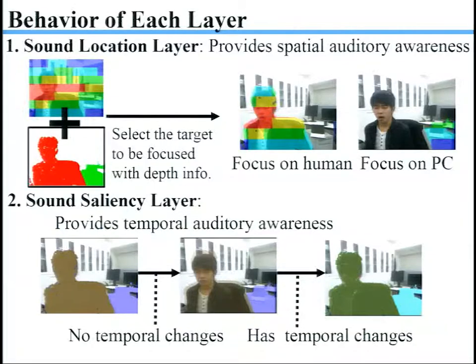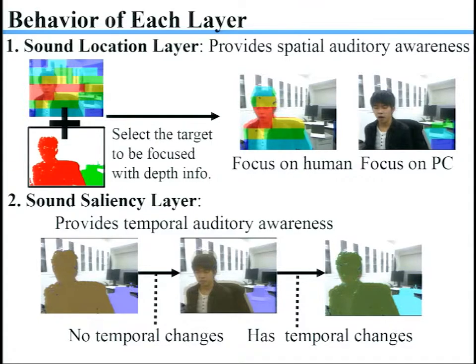Then let me explain the behavior of each layer. First, in the sound location layer, object shapes are estimated from depth data, and we can select the target to be focused on. For example, in the left image, we select this person as a target, and then the acoustic information is visualized on his shape. Otherwise, in the right image, we select this laptop as a target, and the acoustic information is visualized on its shape.